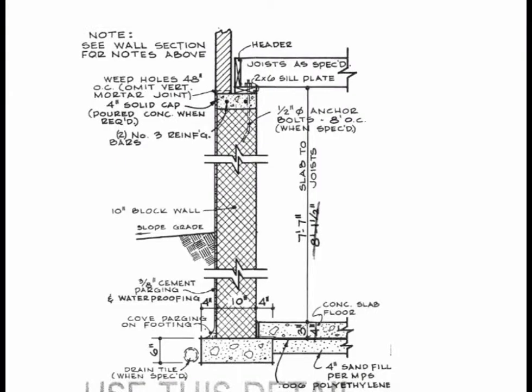The next thing you are to do is to add the 4-inch solid cap block to the top of the 10-inch CMU wall. You are going to add the 4-inch cap block to the top of the 10-inch CMU wall. You will notice that the cap block, the edge of the cap block, is lined up with the inside edge of the CMU wall.